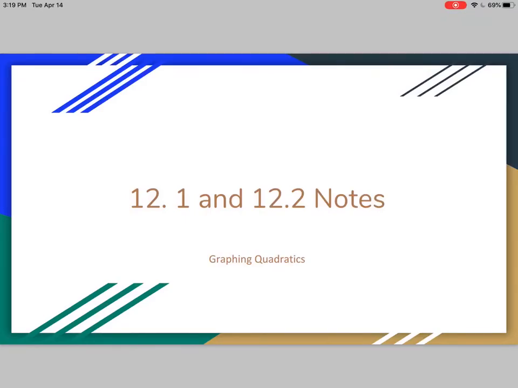We're on 12.1 and 12.2. So module 12 is all about quadratics and graphing them. We have done factoring, and hopefully you guys did your test. This one is just all about graphing.